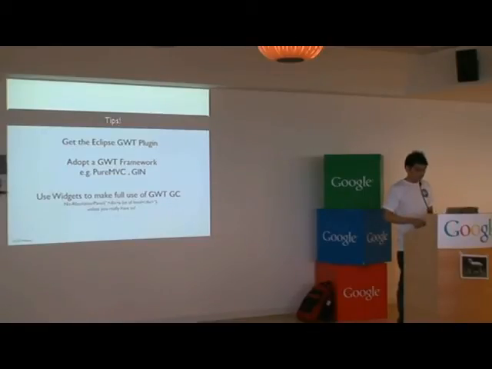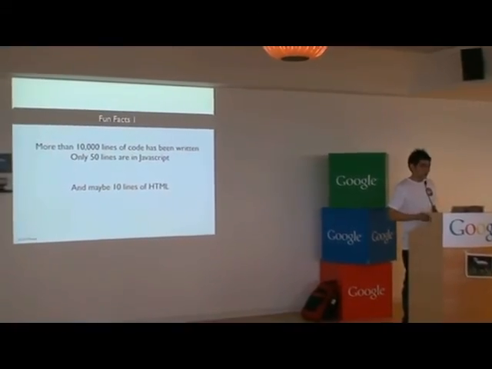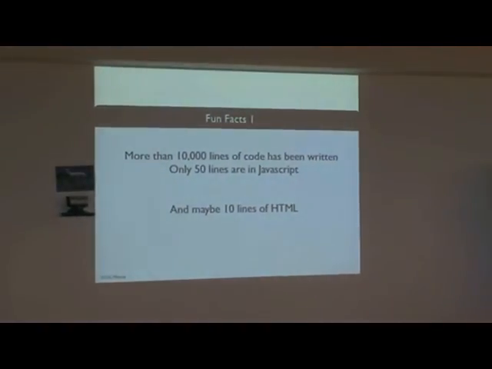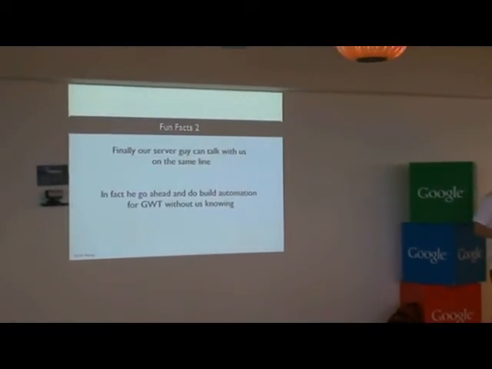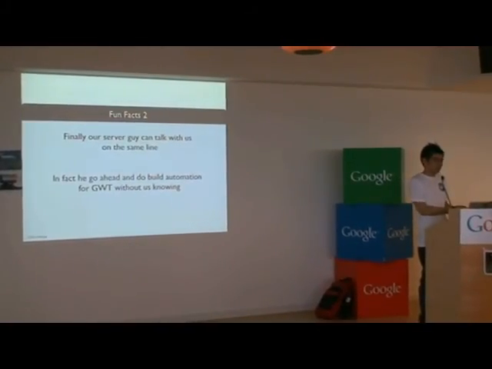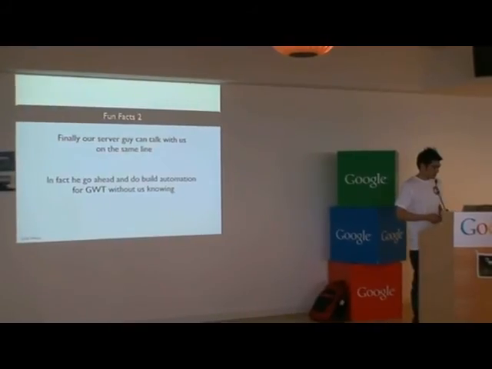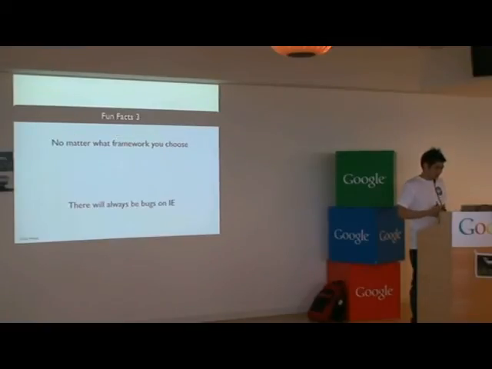Some fun facts to share with you. We have more than 10,000 lines of code in Java, but only 15 lines in JavaScript, and maybe 10 lines in HTML. That's the body tag, the header tag, and so on. Another fun fact: our server guy can finally talk to us on the same line because he's a Java guy. Previously we told him we wanted build automation for jQuery, and he asked what we were talking about. Now he can talk with us, and in fact he went ahead and did the build automation before we even knew it. And the last fun fact: no matter what framework you choose, there will always be bugs on IE.